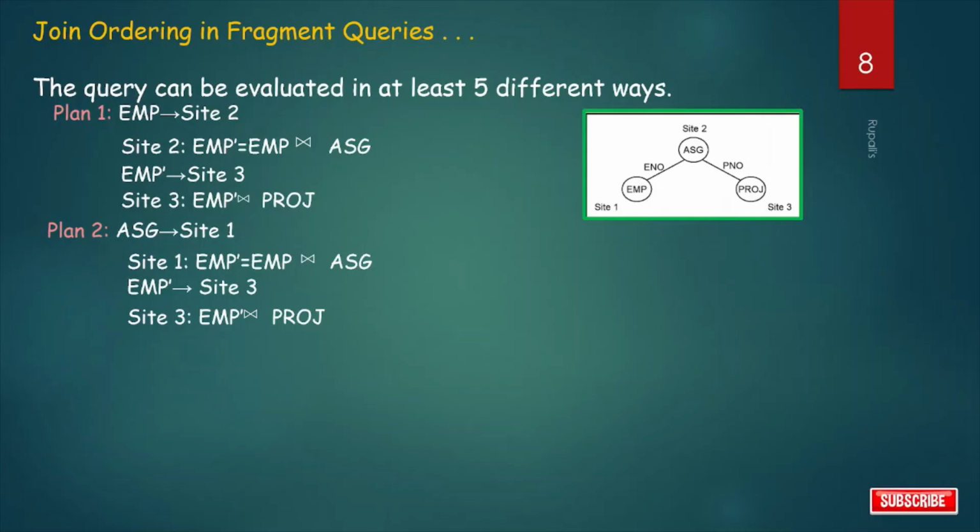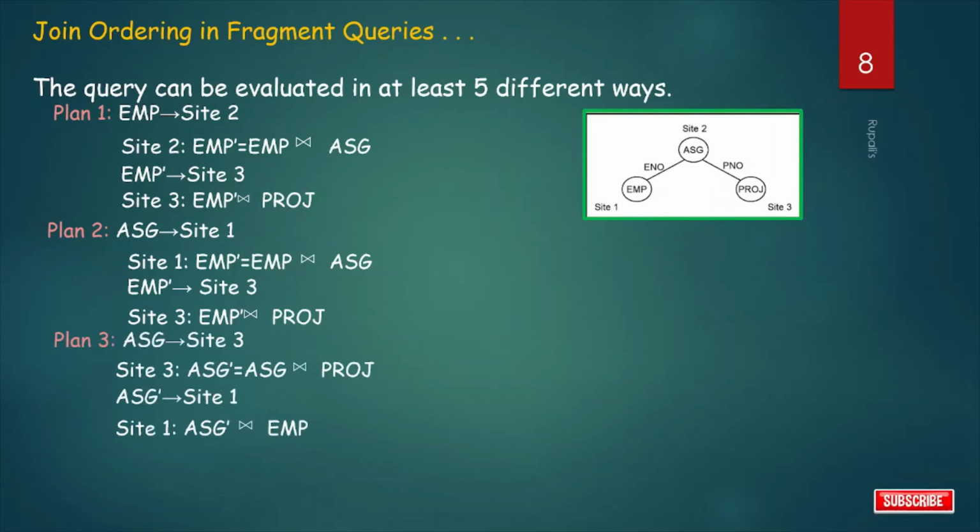Plan 2. Send ASC table to site 1. In site 1, do the natural join operation EMP natural join ASC. See, the resultant table is EMP dash. Then send EMP dash table to site 3, and in site 3, do the natural join operation with project table. So EMP dash table natural join project table.